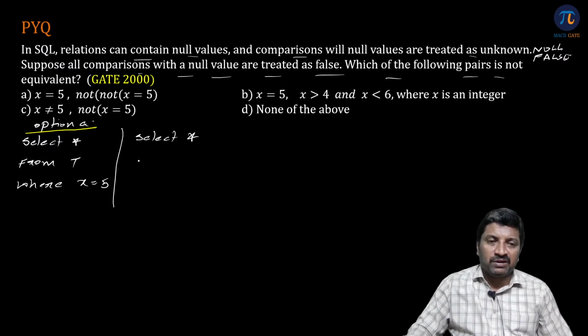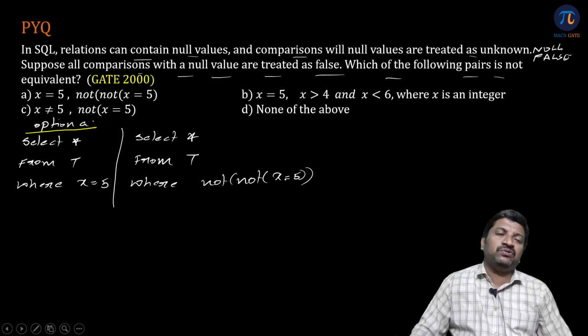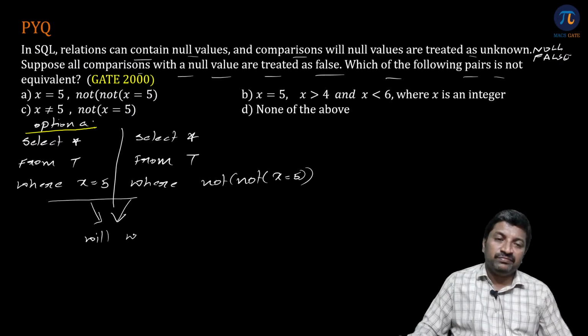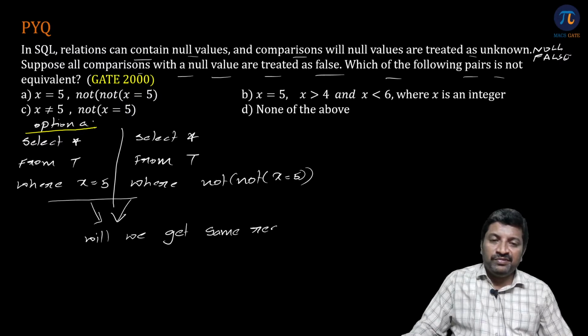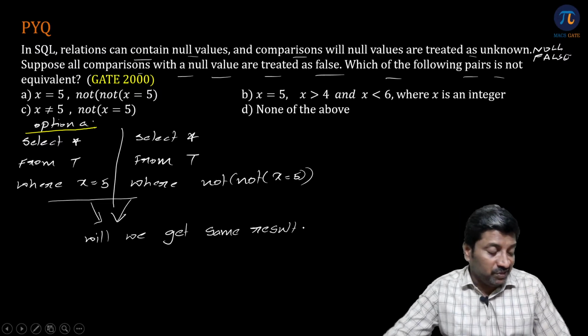Select star from T where not of x equal to 5. The question is, whenever you apply these two, will you get the same answer? That is the meaning of equivalent. Will we get the same result? That is the question, sir. Like that, for every option, we need to verify.